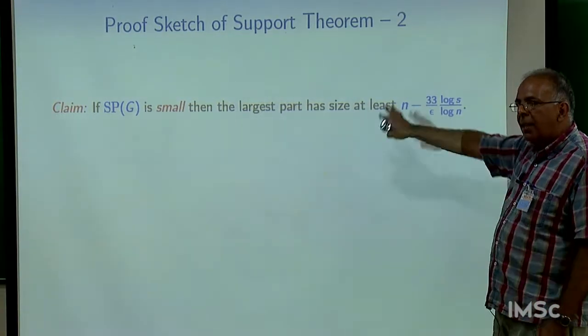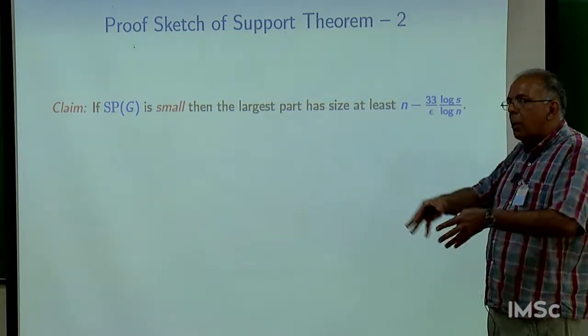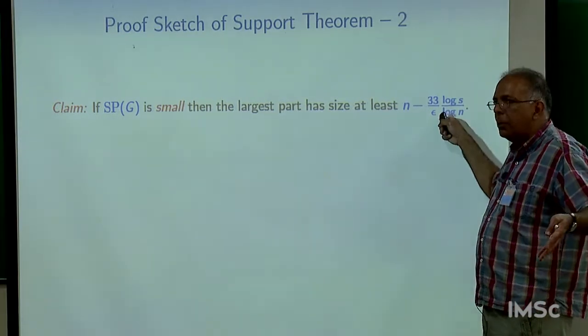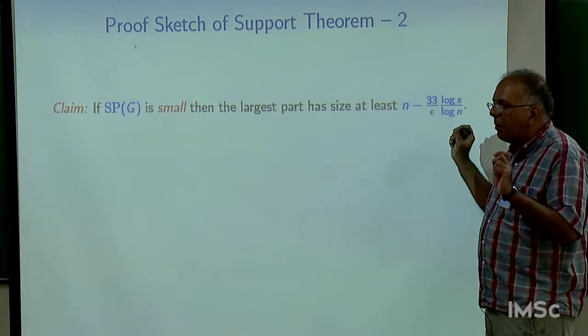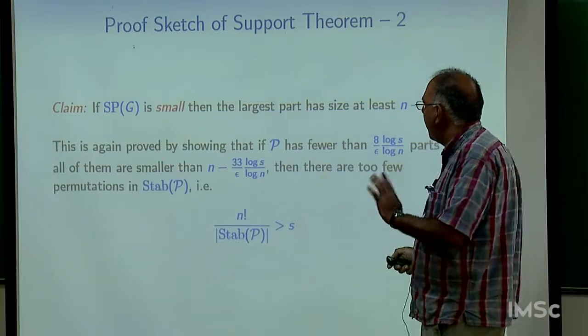Secondly, we prove that if it has a small number of parts, then there is one enormous part, which has most of n in it. This is a much more delicate combinatorial calculation, so I'm not going to tell you.